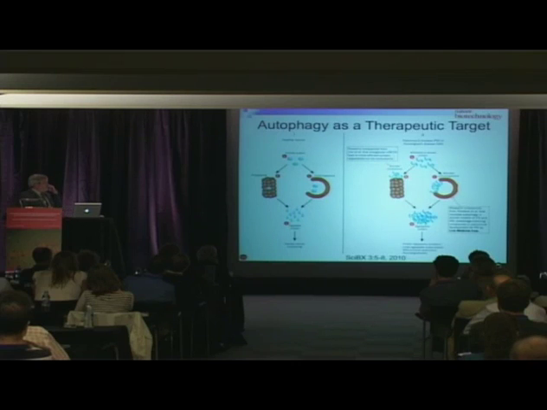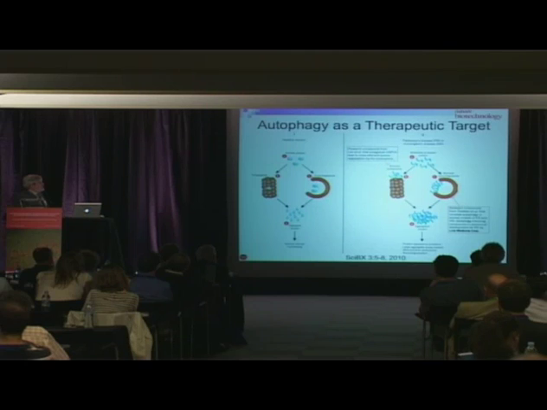And one of the reasons that it's attracted the attention of people in the field of neurodegeneration is that it's uniquely maybe able to handle protein aggregates. So once a protein aggregates, it can't fit through the ubiquitin proteasome. To be processed by the UPS, the protein needs to be unfolded so it can be threaded through the pore of the proteasome. But autophagosomes are able to engulf aggregated protein and clear them.